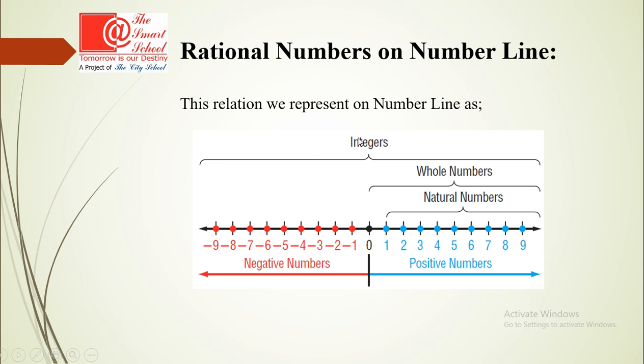Like integers, these all are integers, and integers are divided into two types: positive integers and negative integers. And whole numbers, which start from 0 and onwards, and the natural numbers which start from 1. And these both arrows show that both are never ending. Smaller than -9 here and bigger than 9.